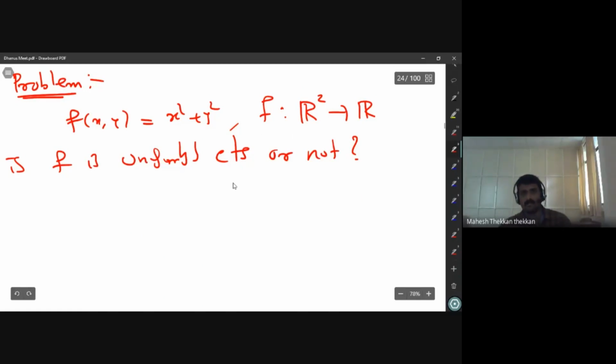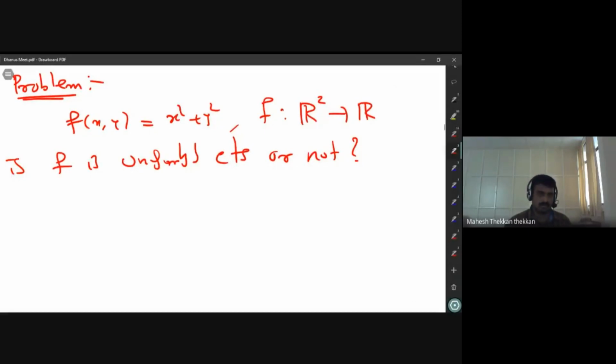So you just observe two sequences so that the difference goes to 0, but f of xn, yn minus f of an, bn does not go to 0. Then you can conclude that this is not uniformly continuous. So you need to produce two sequences.